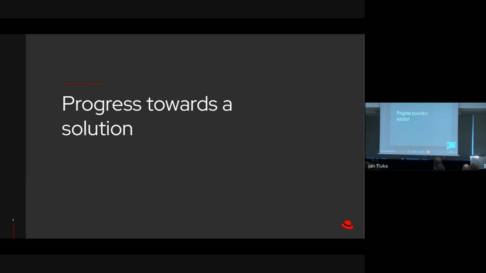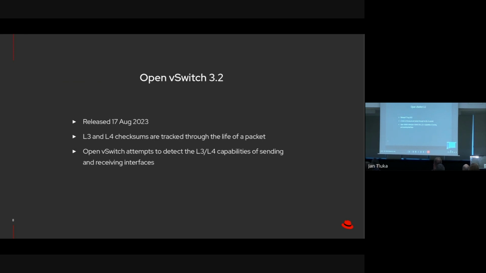Progress towards a solution. In August 2023, OVS 3.2 was released. This version improved tracking of layer 3 and 4 checksums throughout the life of the packet in OVS. This includes improved support and handling for checksums when a packet needs to be modified, for example, with contract.